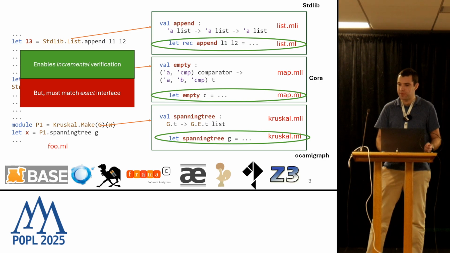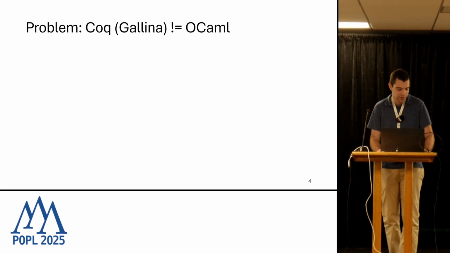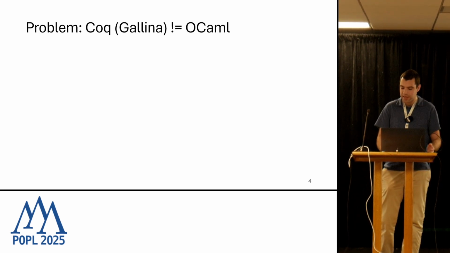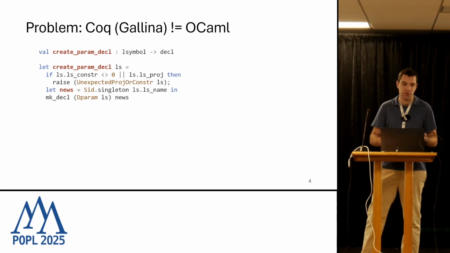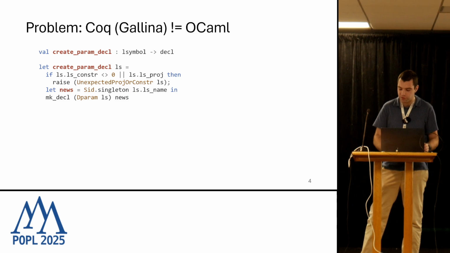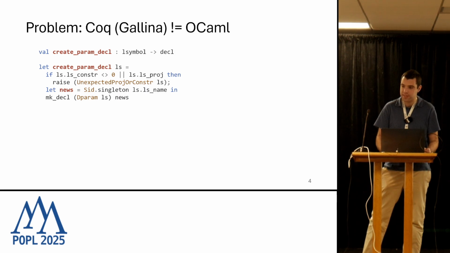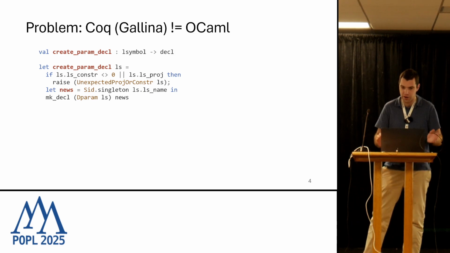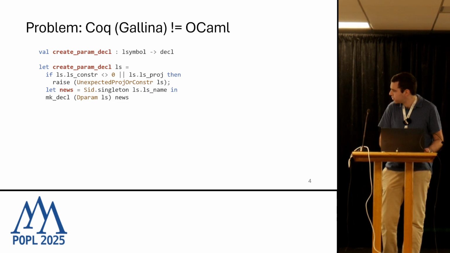And this turns out to be a big problem because, well, Coq or Gallina, the functional language of Coq, and OCaml are very different languages. So for example, I show here a function from the Why3 API. As I mentioned, Why3 is this verification framework and this sort of front end for SMT solvers. And this is a function that creates an abstract function symbol declaration in their term language. And it's a pretty simple function. It has type lsymbol -> decl in OCaml, as you can see.